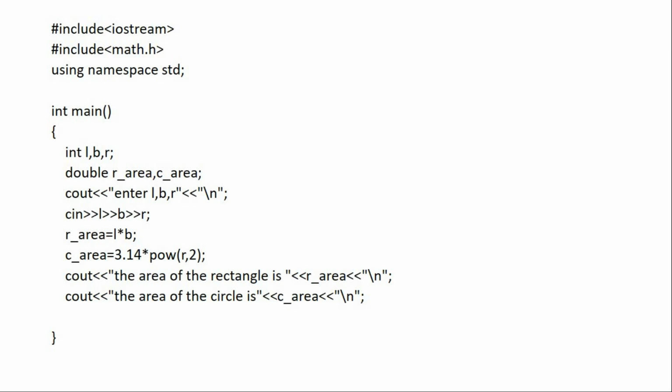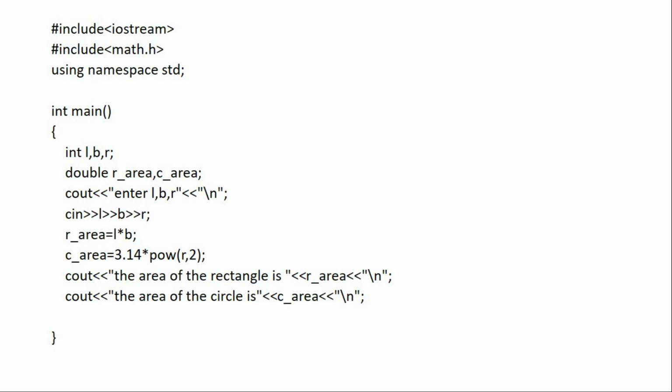radius. And in the next line we have a cascaded cin, which accepts all the three variables. And then we are calculating r_area as length into breadth, because for a rectangle the area is length into breadth. So that's what we're doing: l * b, where star stands for multiplication.